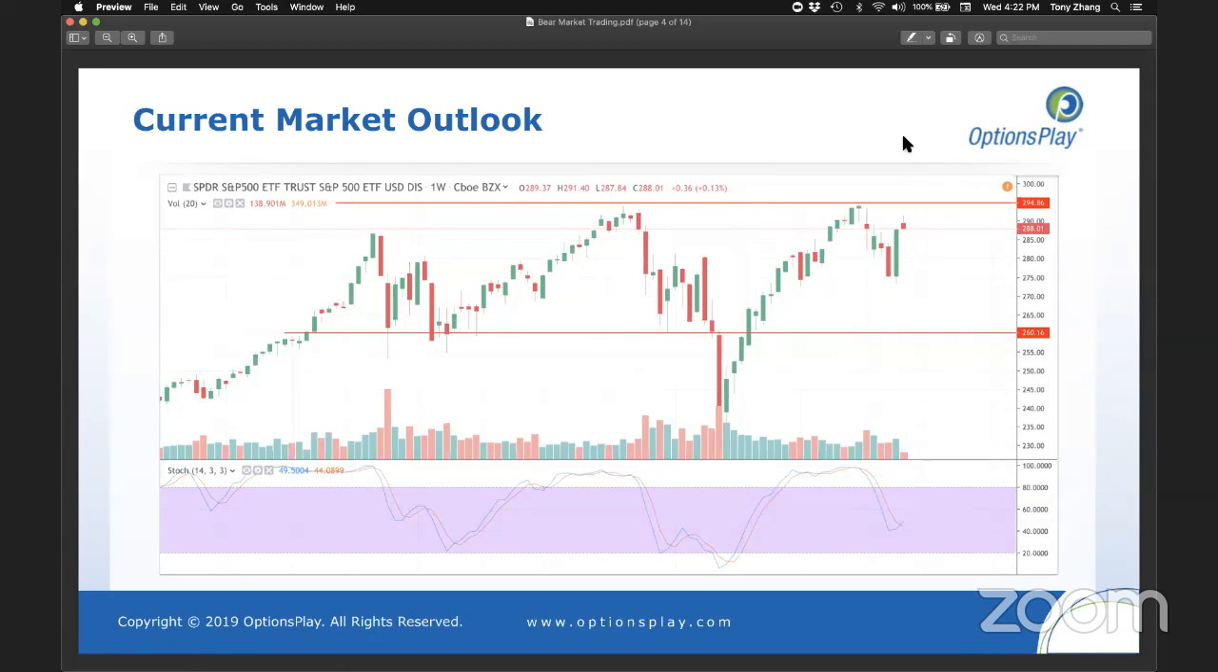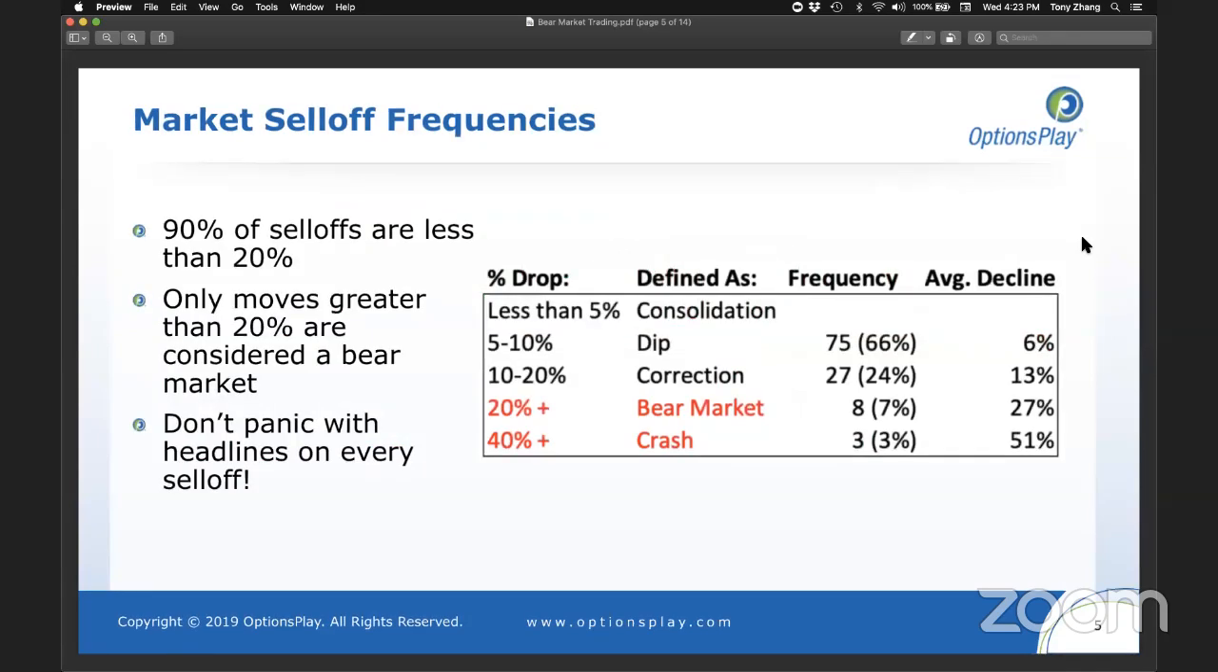drive all the other inputs that go into finding opportunities in the market. So before we actually talk about those specific opportunities and how to find them, I want to talk a little bit about some of the things that we've recently seen during market sell-offs.